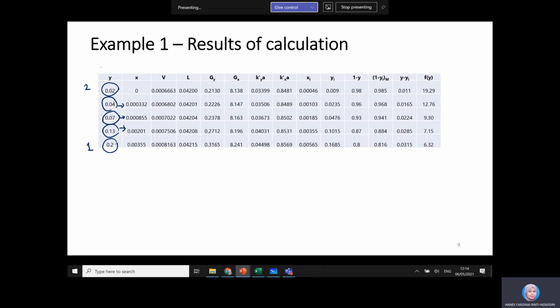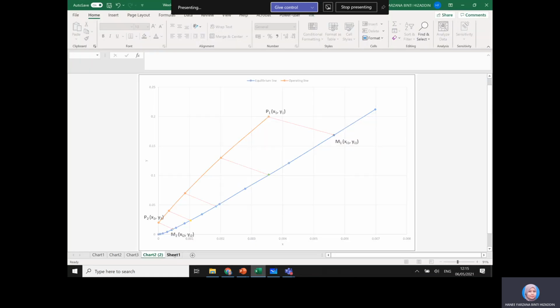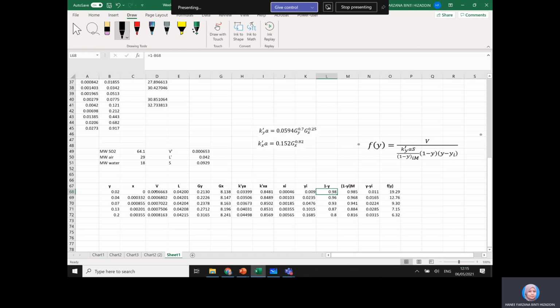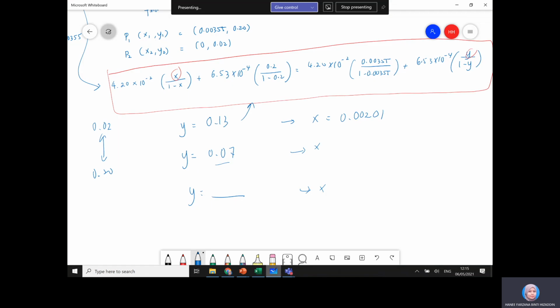After you have sorted out the points of the operating line, the next thing is to calculate the V and L. Here, V and L are the actual gas and liquid flow rates, not the V prime. So V prime is equal to V over 1 minus Y, is it? So you calculate the actual V here. Oops, wait, that is, no. Okay, sorry.